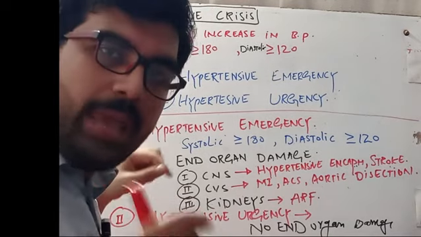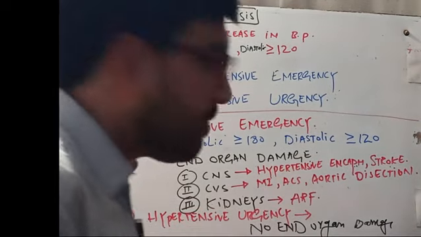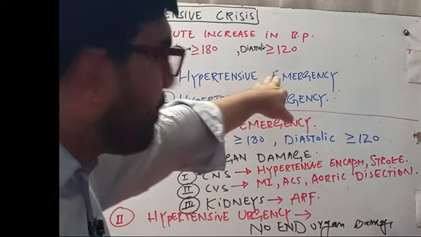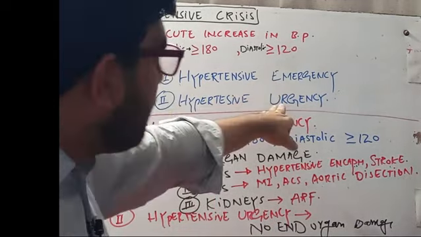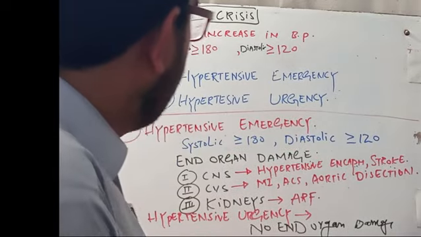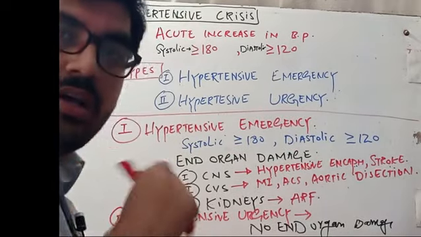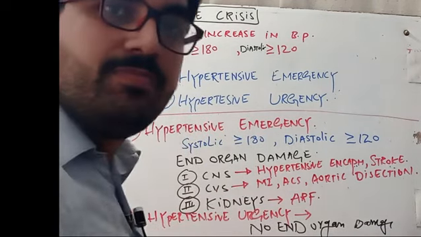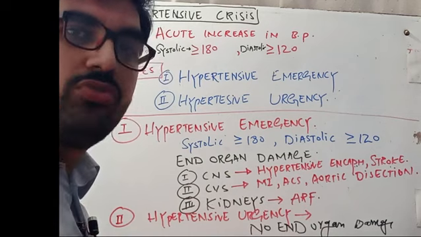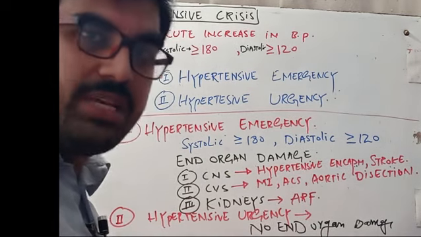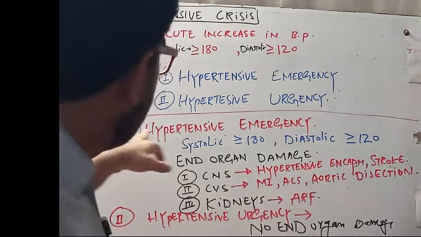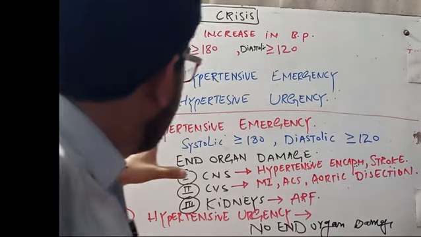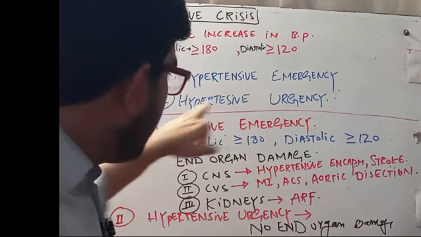Now there are two types of hypertensive crisis. From the management point of view, we are having hypertensive emergency and we are having hypertensive urgency. Now all the things I'm covering in today's lecture, the reference is up to date and embossed. That is the USMLE studies. So if there is any confusion, you can ask me. Hypertensive emergency and hypertensive urgency.